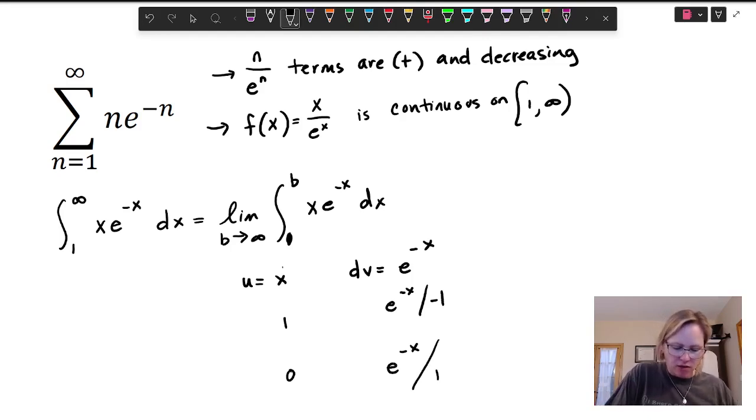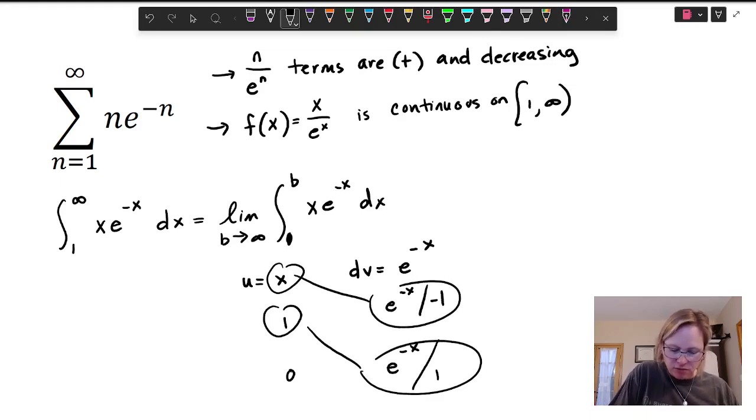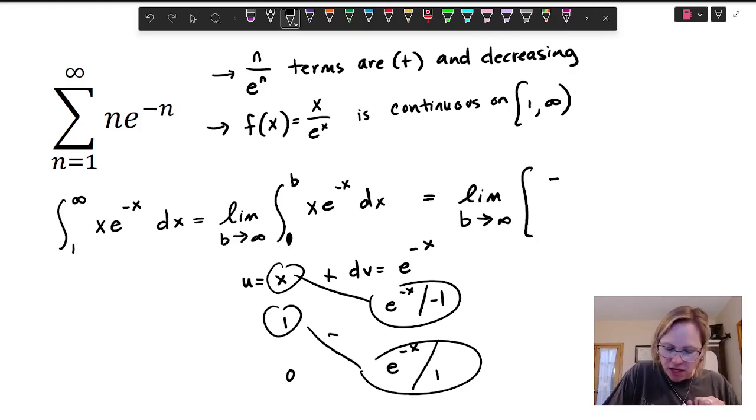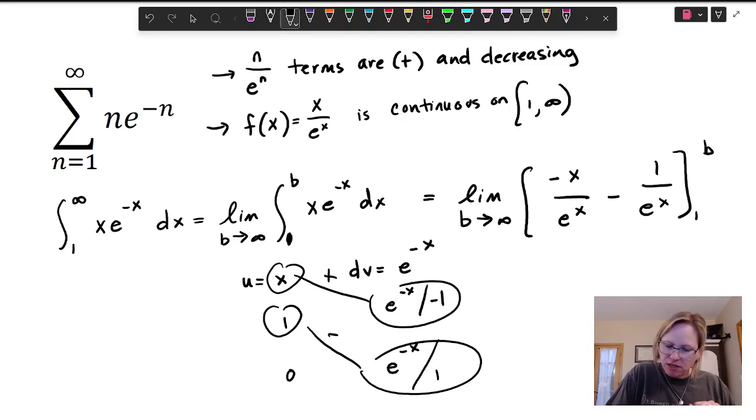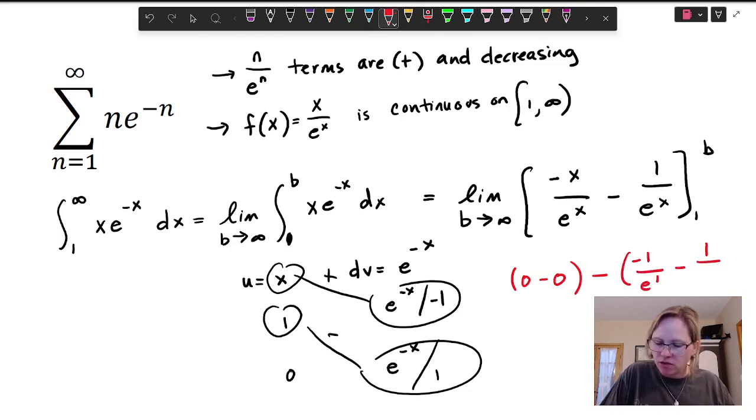So tabular integration, plus minus. So now plug in my antiderivative. B is approaching infinity. So I'm going to have negative x over e to the x, I'm going to move that negative exponent down, minus 1 over e to the x from 1 to b. And so as b approaches infinity, I'm just going to mentally plug things in, L'Hopital. I know that when I put b in, I'm going to have 0 minus 0. And then when I plug in 1, I'm going to have negative 1 over e to the 1 minus 1 over e to the 1.